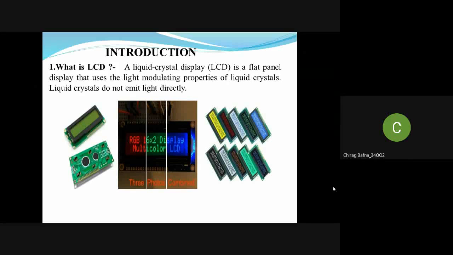So what do we mean by LED or LCD? See, LED is a light emitting diode, whereas LCD is a liquid crystal display, a flat panel display that uses the light modulating properties of liquid crystals. Liquid crystals don't emit light directly. Here are some pictures of LCD.